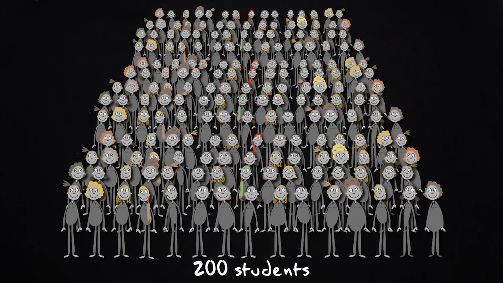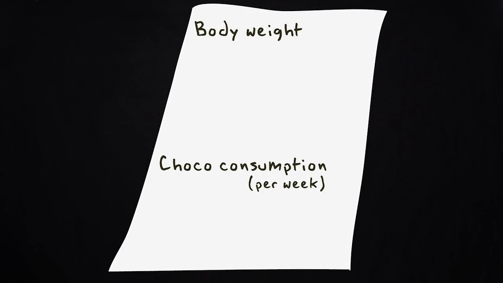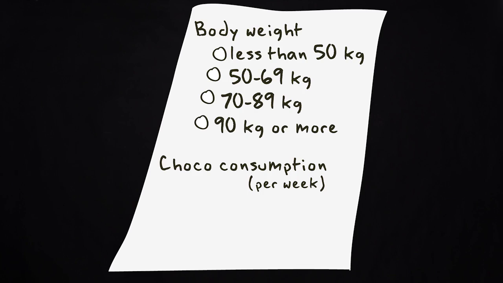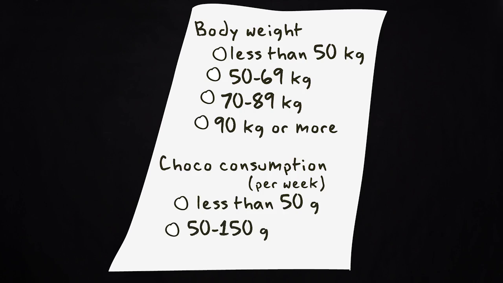Let us investigate the relationship between eating chocolate and body weight a little bit further. Suppose I have selected 200 female students at my university who are all 1.70 m tall. This way, height is a constant and cannot account for differences in body weight or chocolate consumption. I asked the students to report their body weight and their weekly chocolate consumption. They could choose between the categories less than 50 kilograms, 50 to 69 kilograms, 70 to 89 kilograms, and 90 kilograms or more. They could indicate their chocolate consumption by choosing less than 50 grams per week, between 50 and 150 grams per week, and more than 150 grams per week.